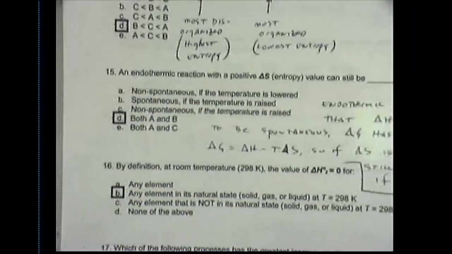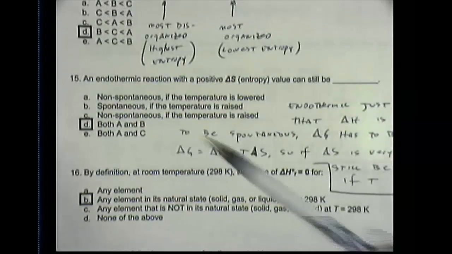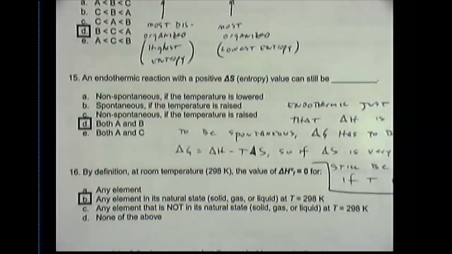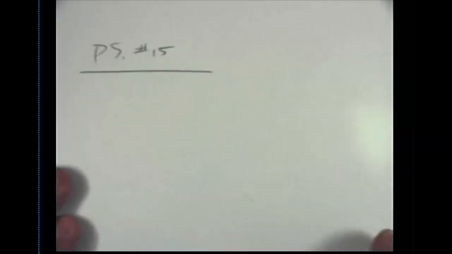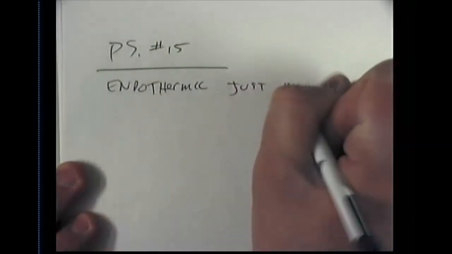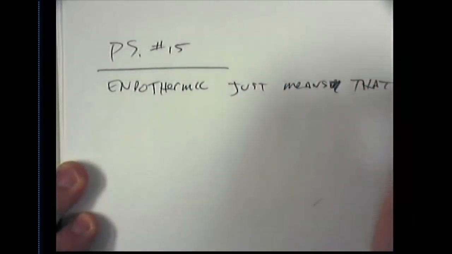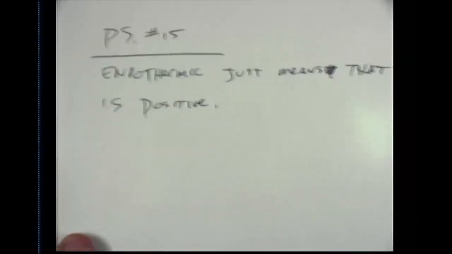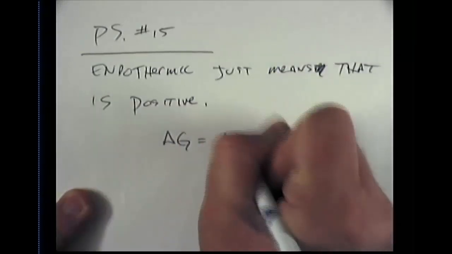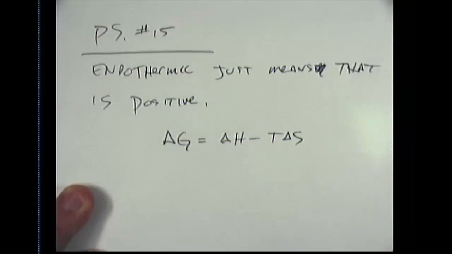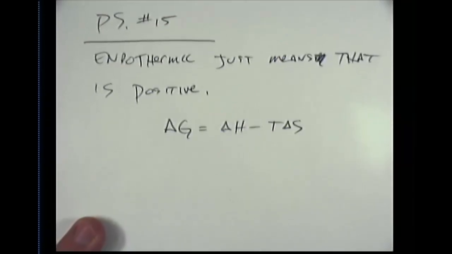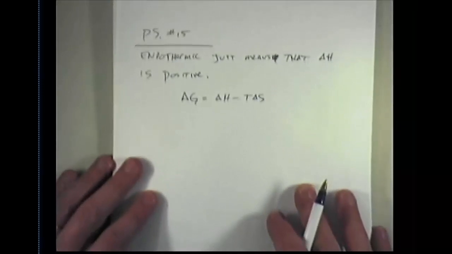So there is question number 15. Question number 15 says, an endothermic reaction with a positive delta S can still be, and then it gives us a list of things. Now here's the deal. I want you guys to understand that endothermic, and in fact we'll go back here and write this down, endothermic just means that delta H is positive. If you remember from our lecture, delta G equals delta H minus T delta S. Delta G, the Gibbs Free Energy expression, actually tells us the full story of a reaction.